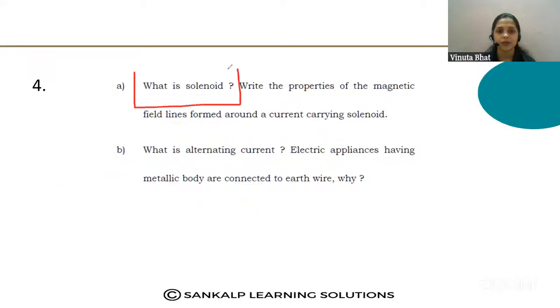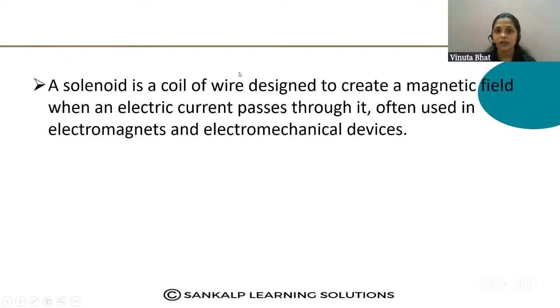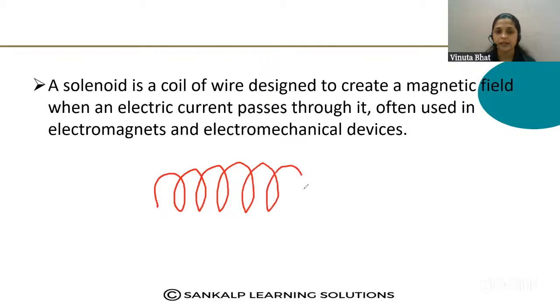First, let us see the first question. What is a solenoid? A solenoid is a coil of wire designed to create a magnetic field when an electric current passes through it. Just connect it to the battery. It is often used in electromagnets. So this is a solenoid.